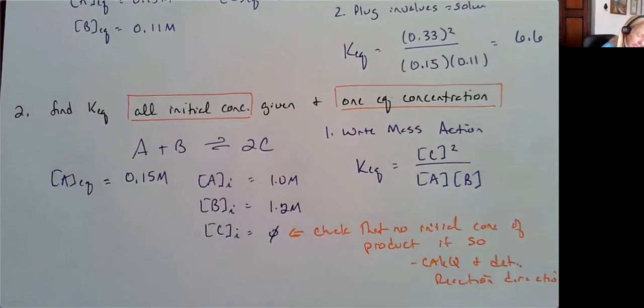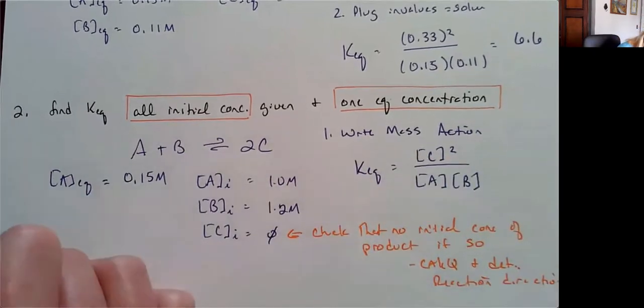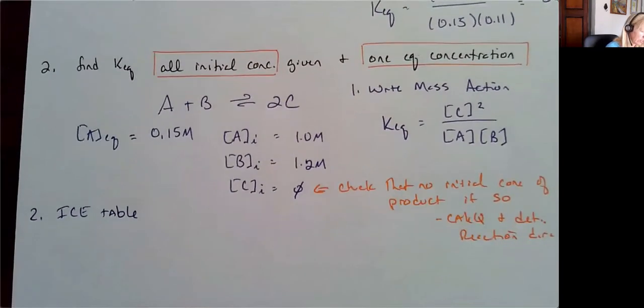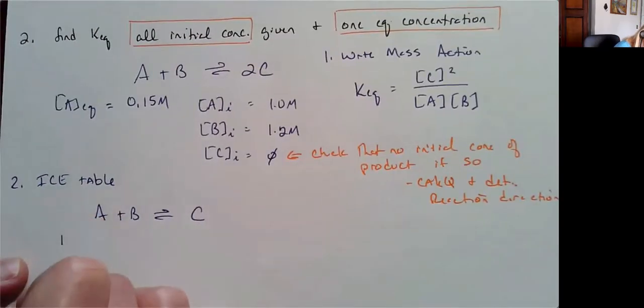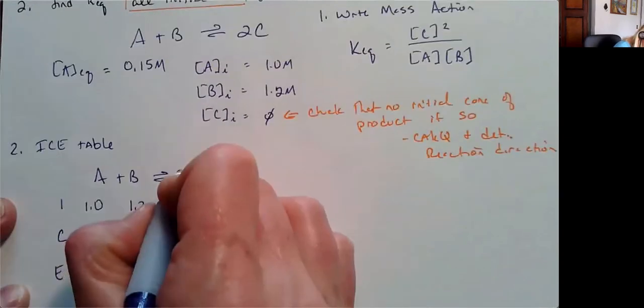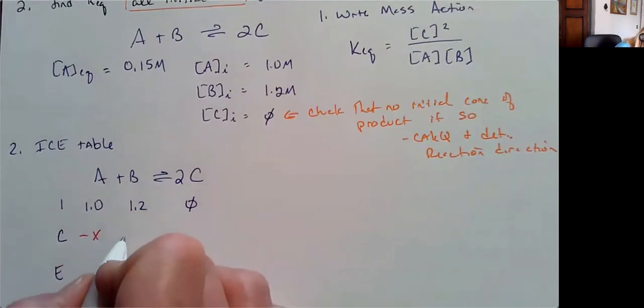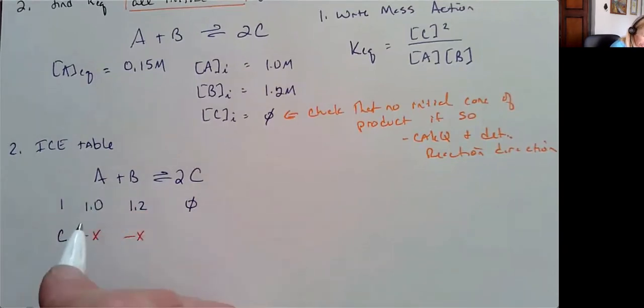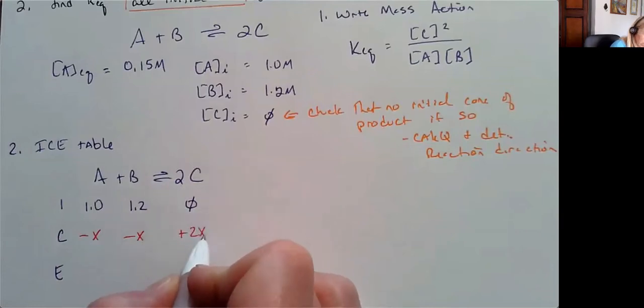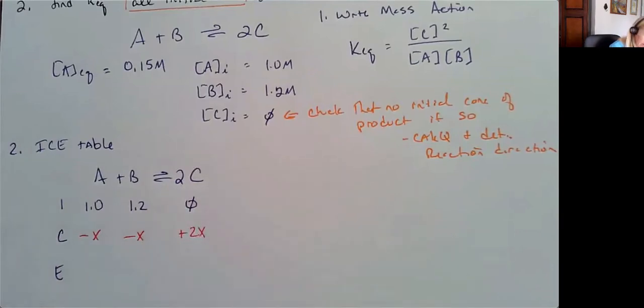And I'm going to set up an ICE table. I wrote my law of mass action, and now I'm going to set up an ICE table to track what my changes are: my initial concentrations, my change, and my equilibrium. What's changing is this is going to go down by some amount, and this is going to go down by the same amount because this is a 1-to-1 ratio, and this is going to go up by 2 times that amount. So now my equilibrium concentrations are going to be 1 minus x, 1.2 minus x, and just 2x. Now I'm going to substitute these back into my mass action.